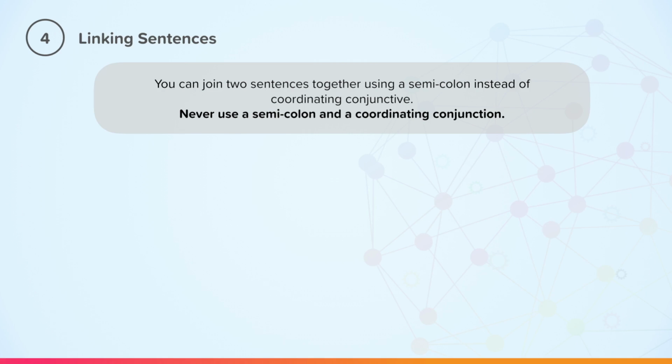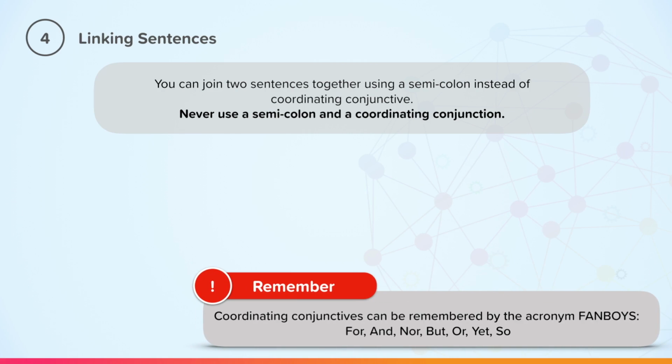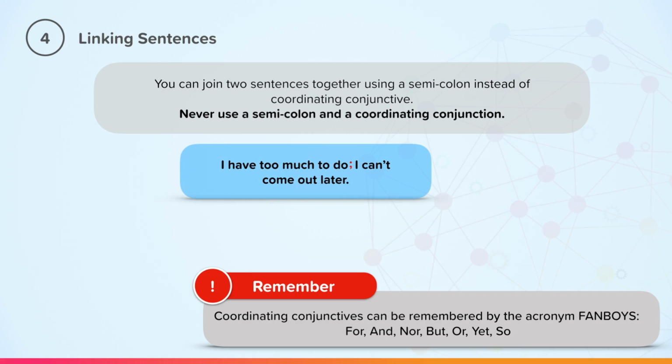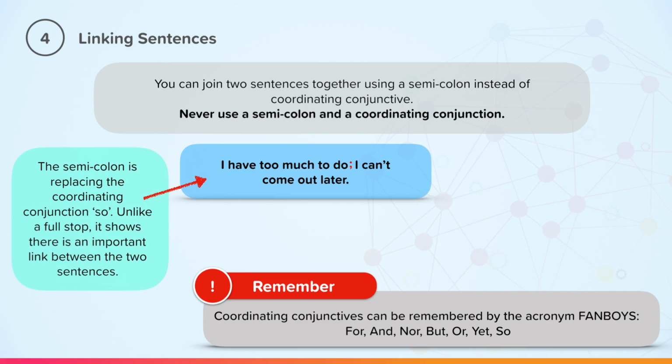You can join two sentences together using a semicolon instead of a coordinating conjunction. Remember, a coordinating conjunction can be remembered by the acronym FANBOYS: for, and, nor, but, or, yet, or so. So the sentence, I have too much to do; I can't come out later. The semicolon is replacing the coordinating conjunction so. Unlike a full stop, it shows that there is an important link between the two sentences.